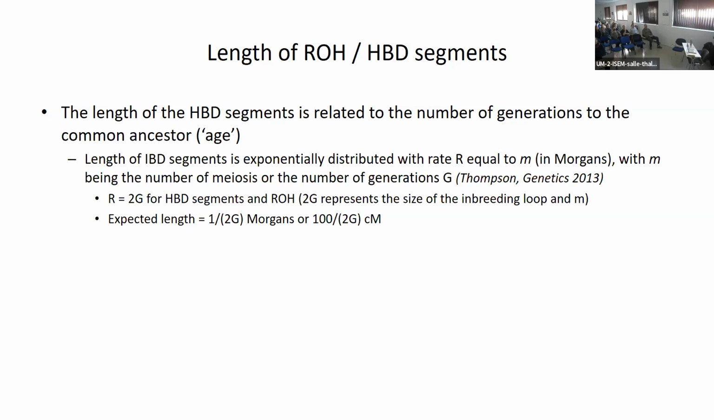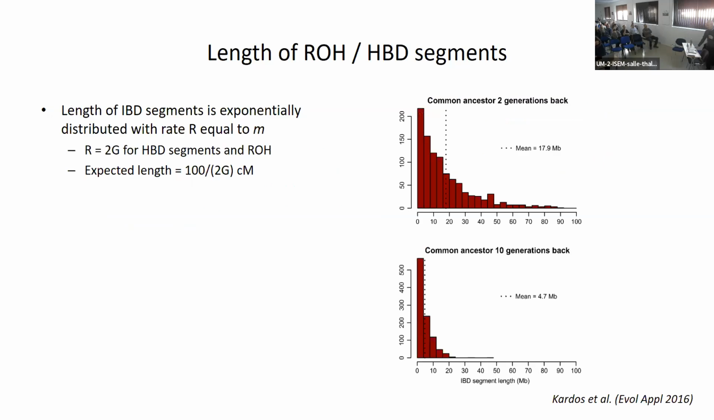Now for an HBD segment, we have 2 times the number of generations to the ancestor because it's transmitted 2 times through 2 different paths. And so the expected length of a run of homozygosity or HBD segment, if we are in centimorgans, is 100 divided by 2g. So this is a nice property of a run of homozygosity or HBD segment.